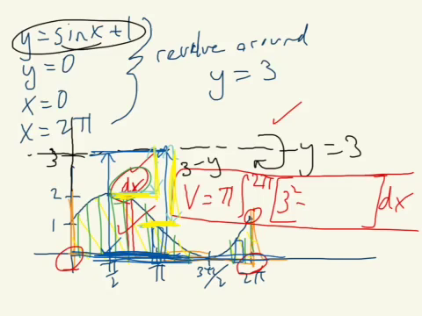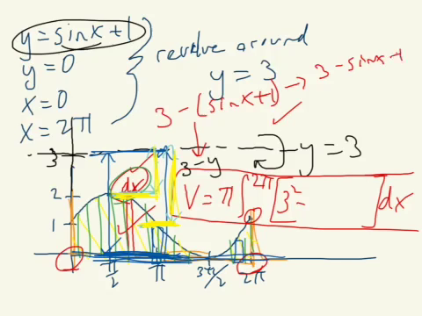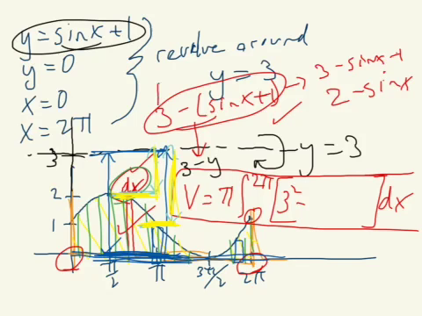So it's going to be 3 minus sine x plus 1. That's our inner radius. And I can simplify that to 3 minus sine x minus 1, or 2 minus sine x. The simplified form doesn't make quite as much sense, but it's going to fit better in my little space there. So hopefully that makes sense. 3 minus sine x plus 1.